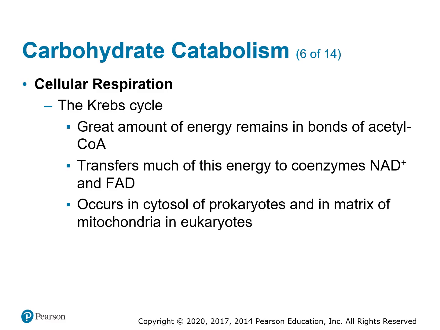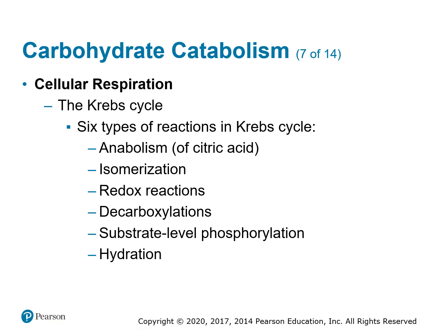So all that acetyl-CoA that is produced, now you can try to maximize the removal of the energy from that little skeleton molecule. So you're going to do that by taking in as much NAD+ as possible and FAD and removing as many electrons and hydrogen atoms as you can. Of course, in prokaryotes, this happens at the cytosol, and it happens in the matrix of the mitochondria in eukaryotic cells. And there are several different reactions that you have. You have the anabolic reactions, isomerization, redox reactions, decarboxylations, some substrate level phosphorylation, and hydration.